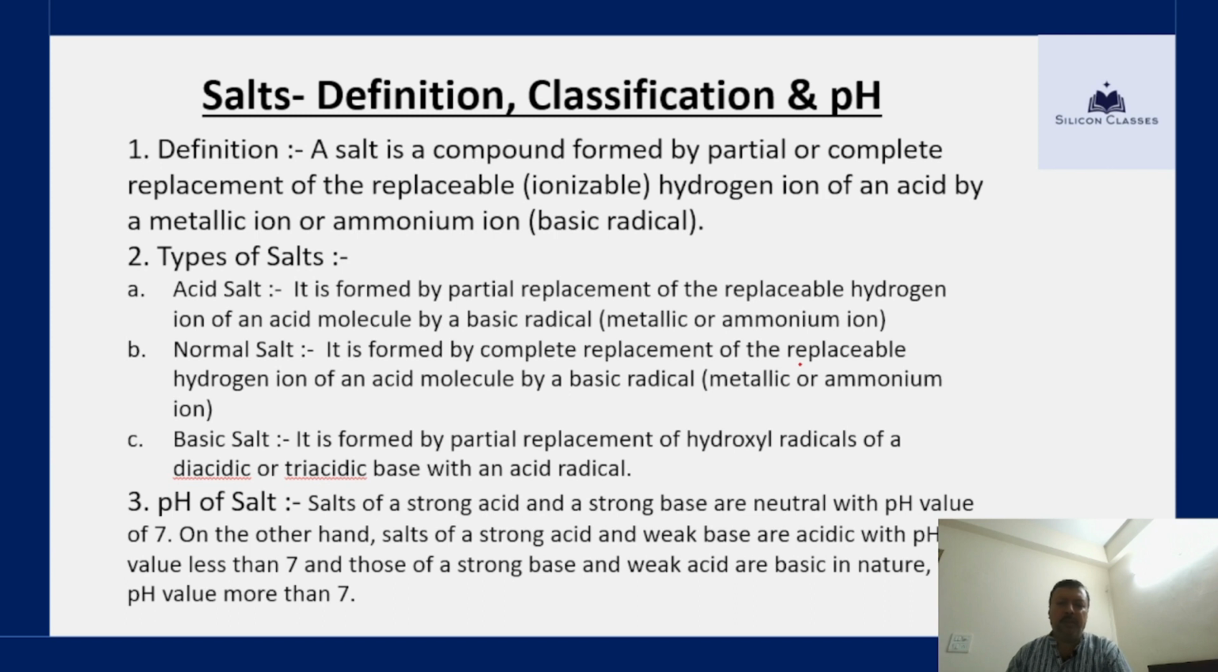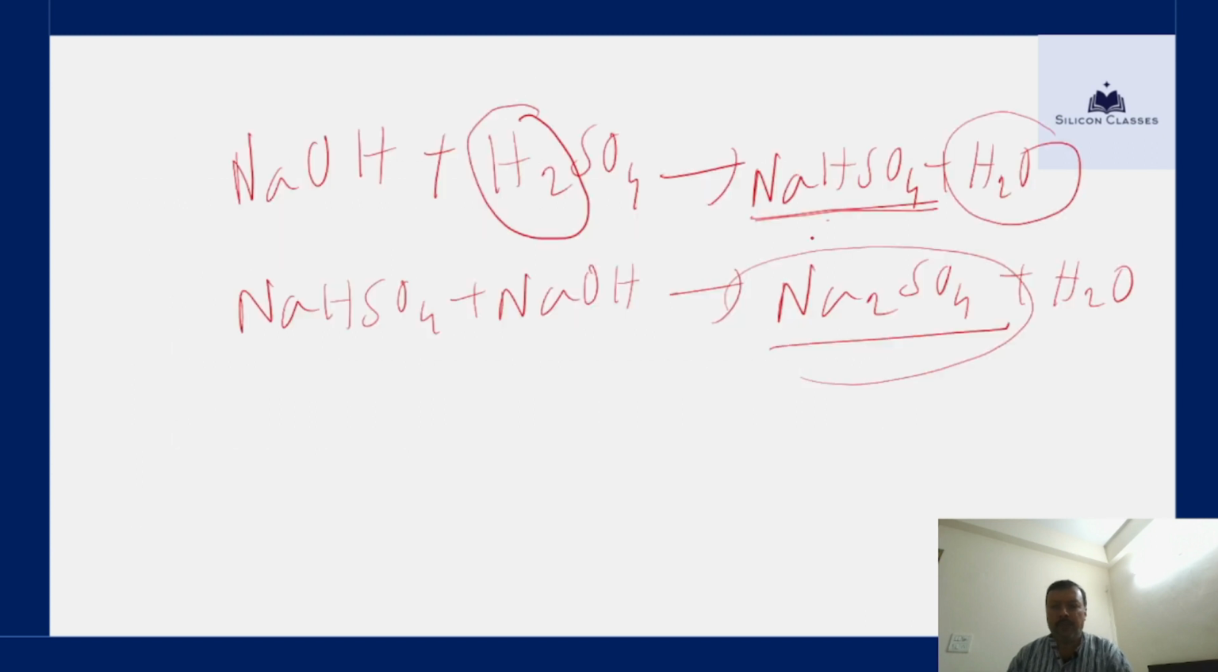There are mainly three types of salt. Number one, acid salt. It is formed by partial replacement of the replaceable hydrogen ion of an acid molecule by a basic radical. Here, sodium bisulfate is formed by partial replacement of the hydrogen ion of sulfuric acid by the hydroxide ion of sodium hydroxide. So it is called the acid salt.